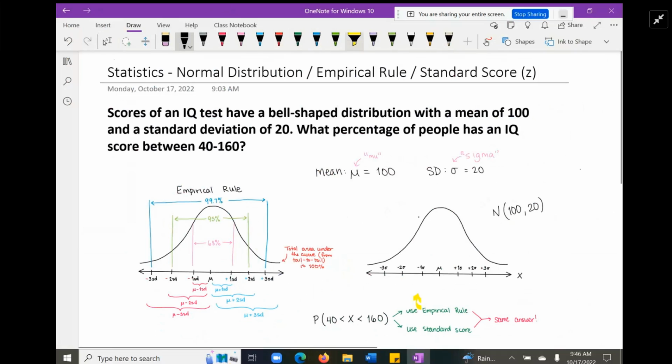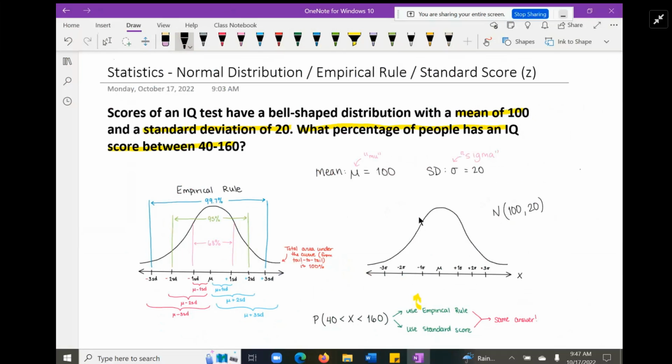Now, we don't know what country or nationality we're talking about, so we're just going to assume we're talking about the United States. Given the mean and standard deviation, they want us to find the percentage, in other words the proportion or probability, that people fall within the scores 40 to 160 on the IQ test. Okay, so we've got the information here, which is all that we need.